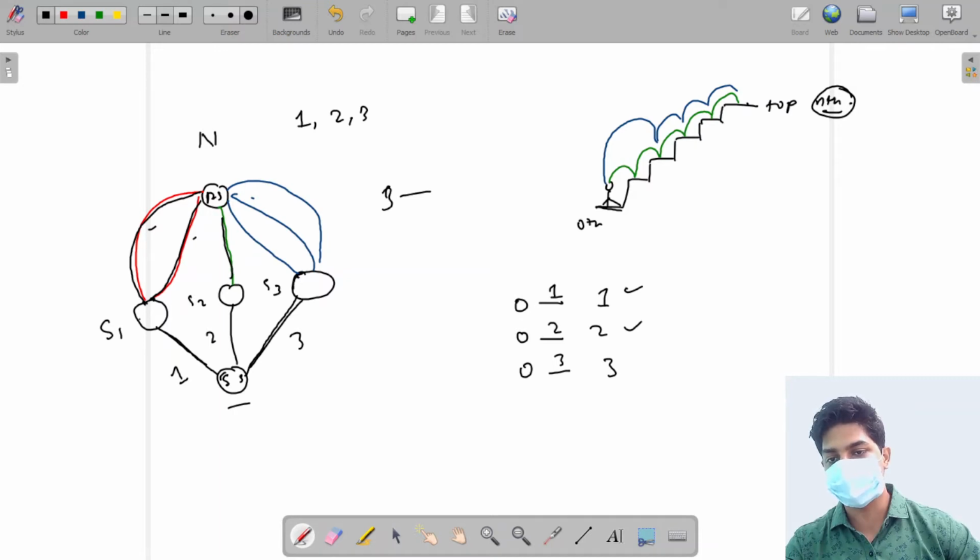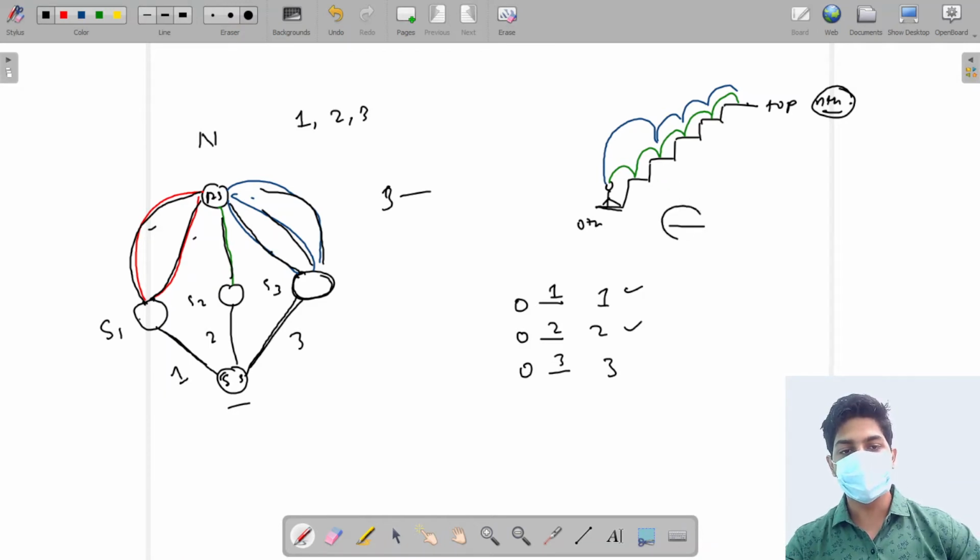I will ask substation 3, how many ways are there from you to the destination point? He will tell me these three are the ways. I will choose any one of them, this one, and this last one, and I will be able to reach the destination. So what I can do is take a jump of either 1 unit, 2 units, or 3 units.